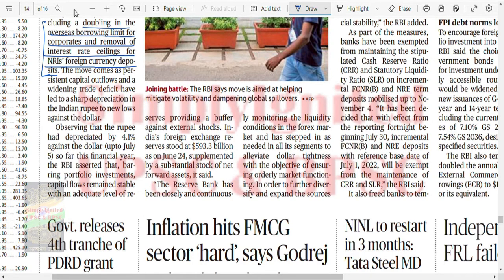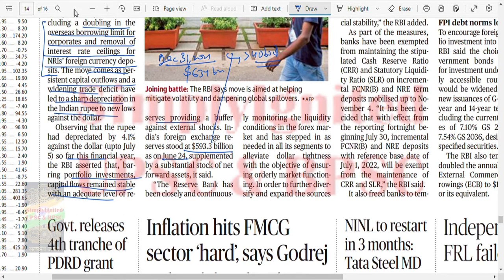The move comes as persistent capital outflows and a widening trade deficit have led to sharp depreciation in the Indian rupee. Observing that the rupee has depreciated by 4.1% so far in the financial year, RBI asserted that, barring portfolio investment, capital flows remain stable with adequate levels of reserves, providing a buffer against external shock. India's foreign reserve stood at 593.3 billion on June 24. On December 31st, 2021, it was 634 billion. So obviously you have a 7 here and a 34 there, about $41 billion loss. Greater than $40 billion you have lost.